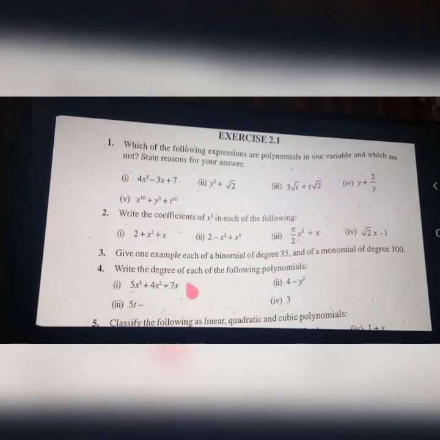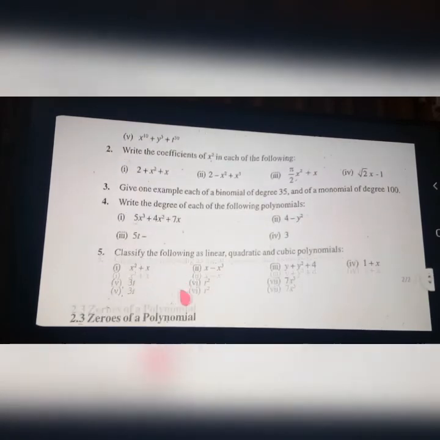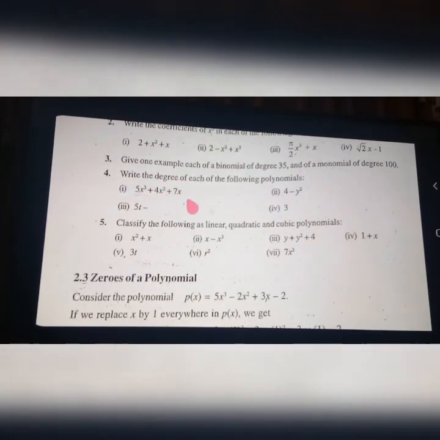Now next question. Write the degree of each of the following polynomials. So see here, what is the highest index? Here 3, here 2, here 1. The highest index is the degree. So what is the degree coming? 3. And here 2 coming, here a constant term coming now. So what is its degree? 0. Here the index is 2, here index 1, 0. So what is the highest index? 2. So what's the degree? 2.